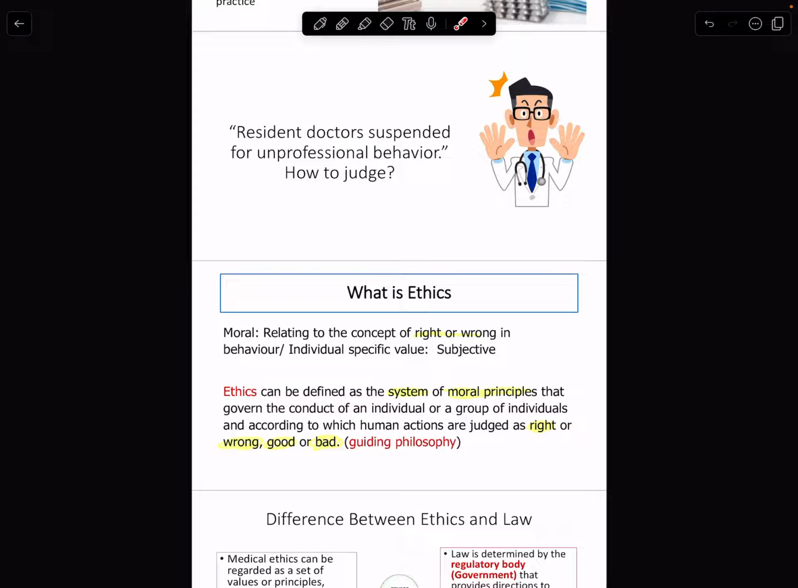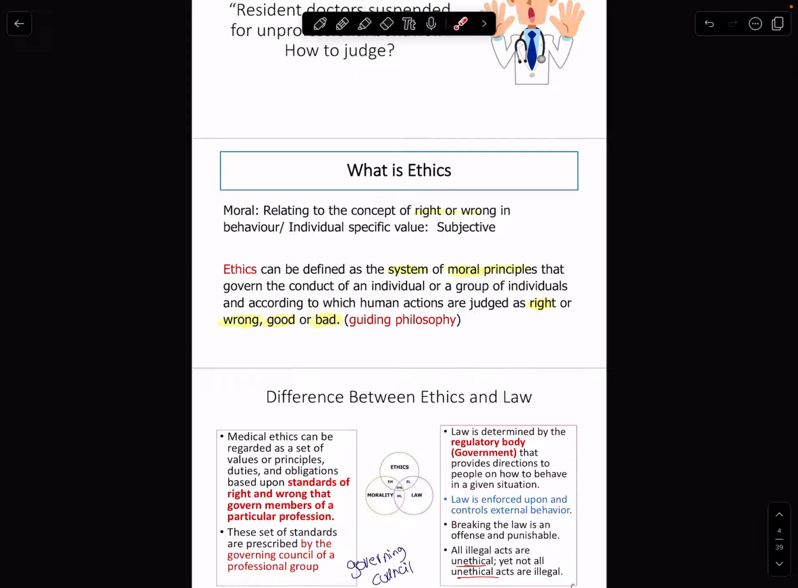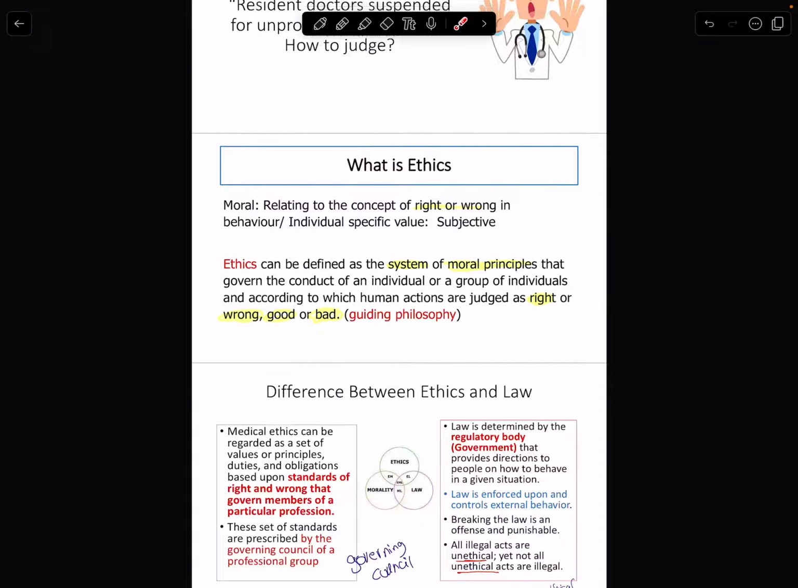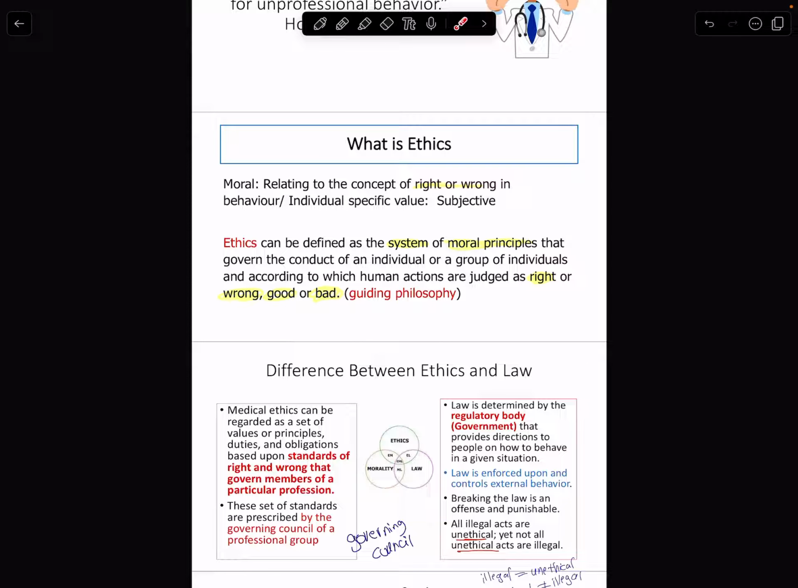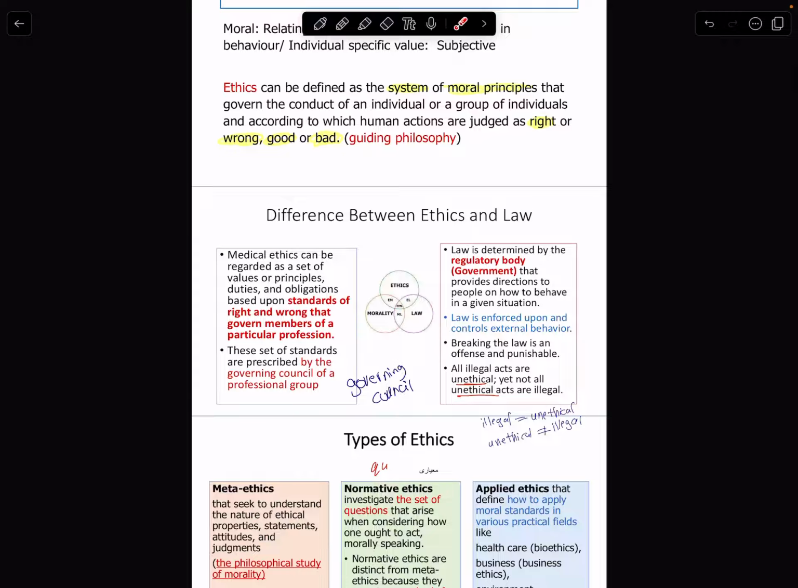So, it's basically what I would think is right or wrong, but this can differ from person to person, so it's really subjective. On the other hand, we have ethics, which is a system of principles that govern the conduct of an individual or group, according to which human actions are judged as right or wrong. So it's basically what everyone else sees as right or wrong. It's a system of principles, and this is how the rest of people judge right, wrong, or bad. Okay.